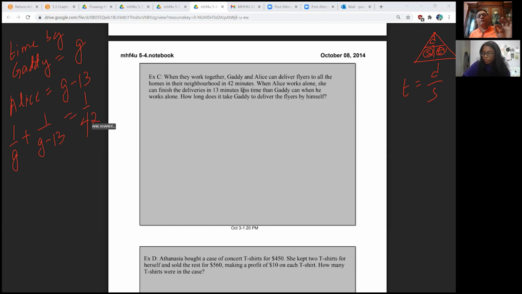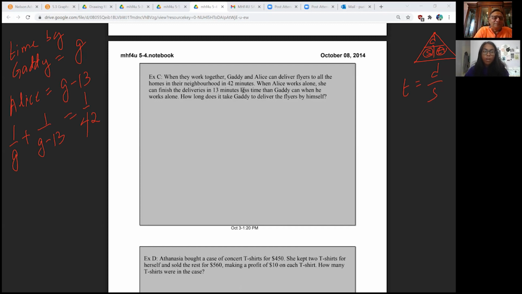So in 1 unit of time, in this case a minute, 1/42 of the job will be done, right? And each will do 1 over G and 1 over G minus 13, depending on the rate. So you get an equation, and this equation is only in one variable. Therefore, you can easily solve it, correct? So now, can you help me solve this equation? How will you do it?